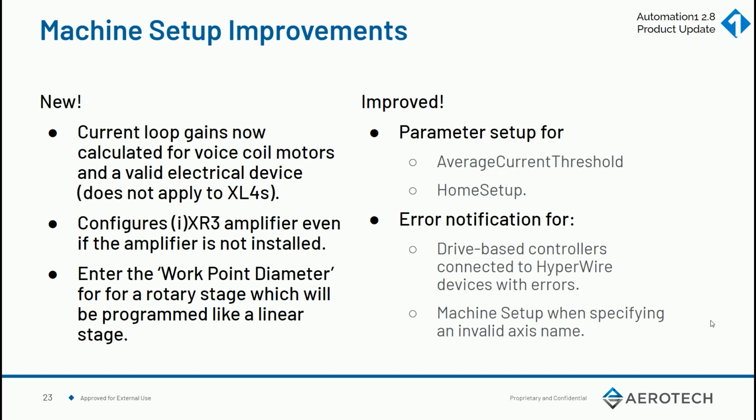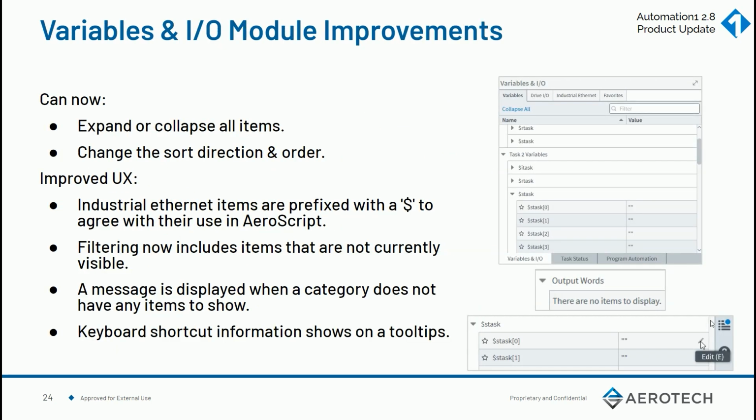We made some improvements to the parameter setup for the average current threshold and for the home setup parameter. See your release notes for more on that. And we also improved the error notification schemes for drive-based controllers connected to Hyperwire drives that have current errors on them, and machine setup errors when specifying an invalid axis name. That was improved.